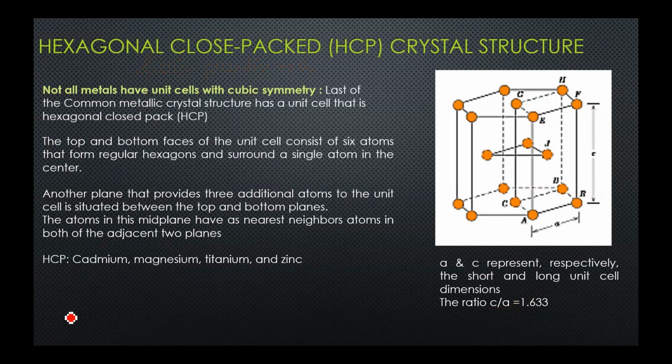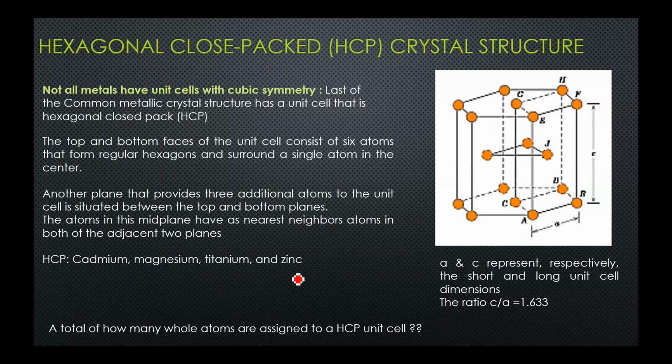Right. Now, the important question: a total of how many atoms are assigned to an HCP unit cell, the hexagonal close packed crystal structure? Like you saw in the FCC unit cell, there are altogether 4 atoms that completely belong to a single unit cell, and in BCC, there are altogether 2 atoms that belong to a single BCC unit cell.